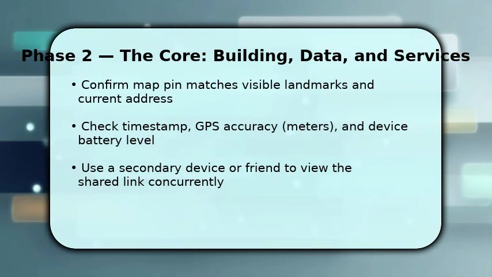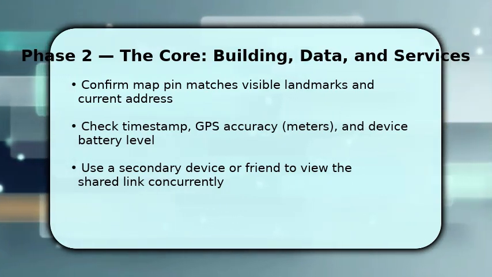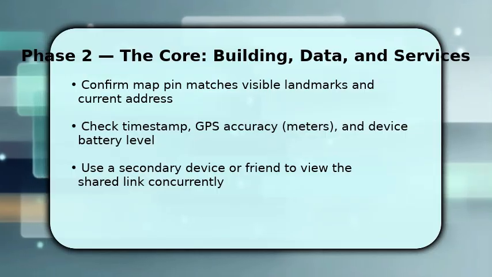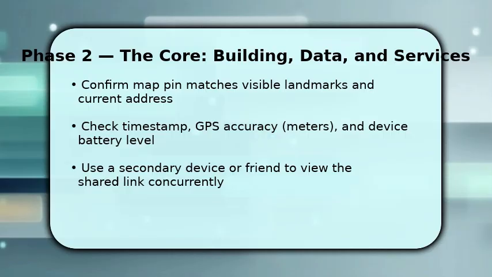You now verify the live feed. Compare the map pin to nearby landmarks or the visible street sign so you know the position matches reality. Check the app's timestamp and GPS accuracy in meters to judge precision. Low accuracy means more error.